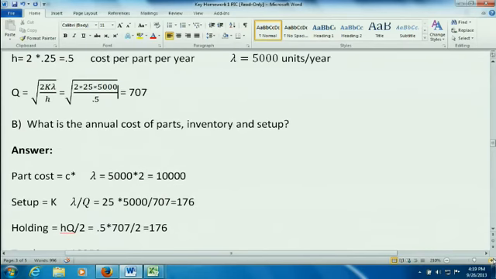Now, part B asks, what is the annual setup and holding cost and part cost? Well, the cost of the parts is the price, C, times lambda. So we're demanding 5,000 parts. Each part costs $2. So it's $10,000 per year.